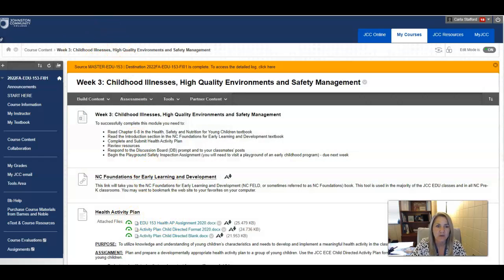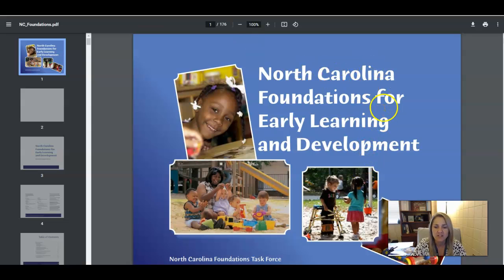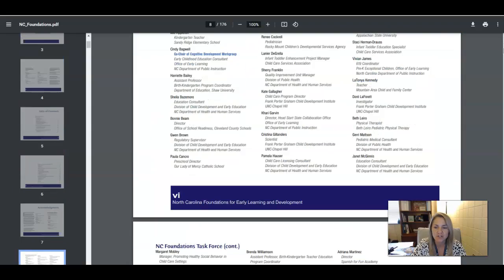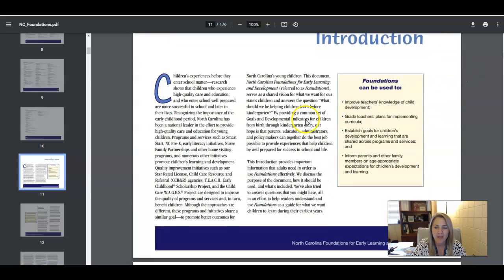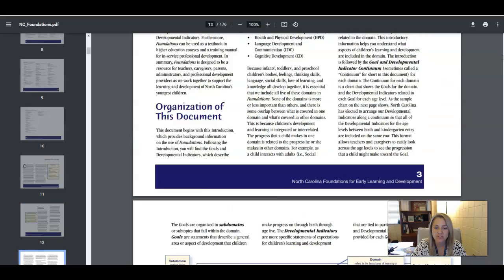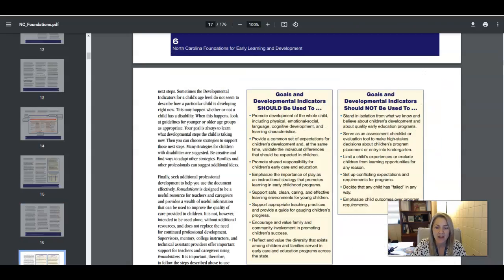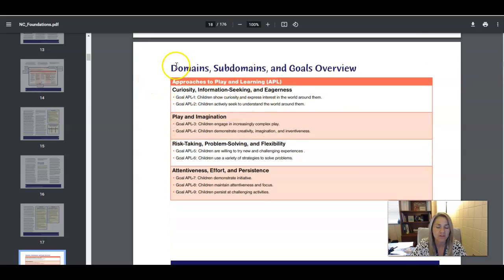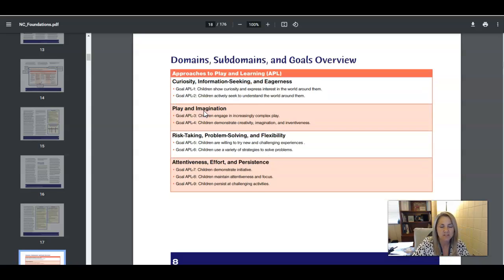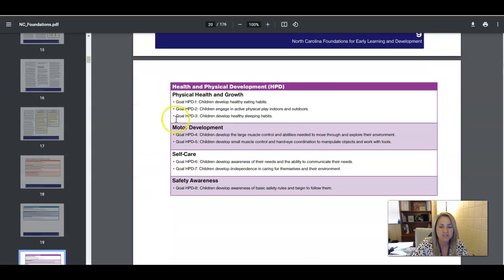So if you click this link, it will take you over to Foundations. This is what the cover looks like. I have assigned for you to read the introduction that starts here on page 1. And it includes introduction to how Foundations is laid out, how you should use it as a teacher. It also has an overview of the domains, subdomains, and goals for all of the domains listed in Foundations. I do want you to pay close attention to the health and physical developmental domain.